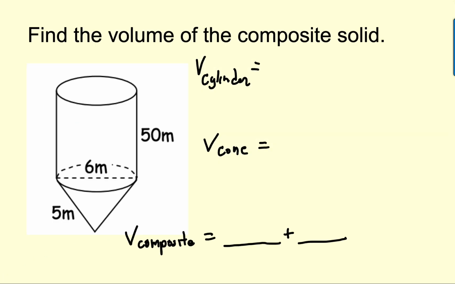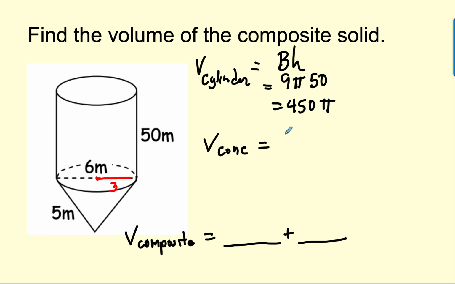Okay, last problem, which is a composite. We have a cylinder and a cone. The cylinder will be the area of the base times the height. This whole thing is a diameter, so the radius will be from here to here, and that'll be a 3. So this will be pi r squared, which is 9 pi, and the height is 50. So this will be 450 pi.